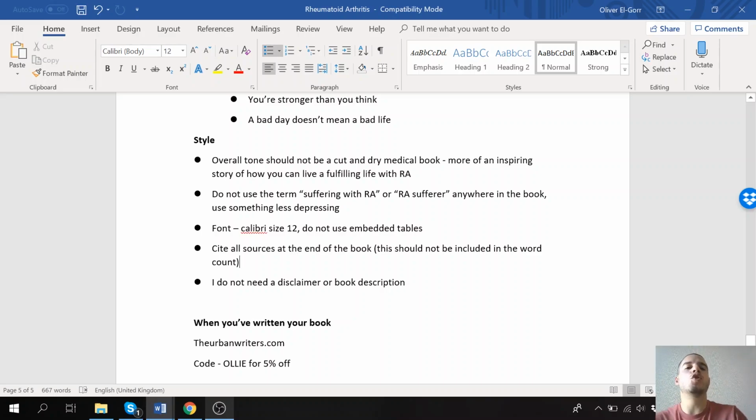If you're ever doing a medical book, this is something you should always include, and that's you should cite all the sources that your writer uses, because people don't like it when you don't, because they just think you've made all the information up. And once again, this should not be included in the word count because it just shouldn't. And I've also said I do not need a disclaimer or a book description because that gives me 1,000 words of extra content. Obviously, if you do want a book description in the book, you shouldn't include this. But if you do, then just don't include this. Same thing with a disclaimer. If you do need a disclaimer, don't write this.